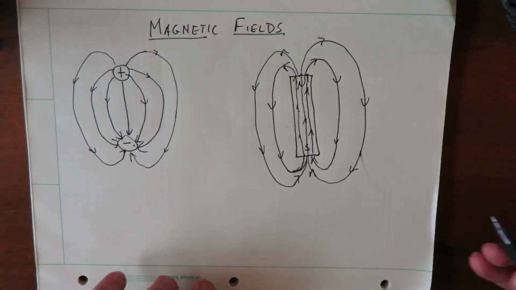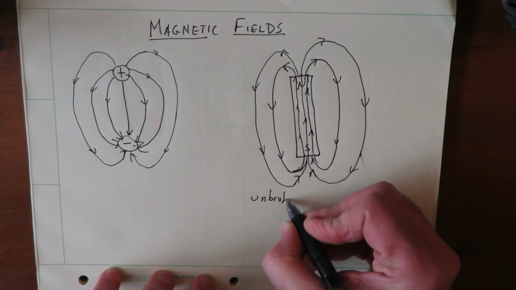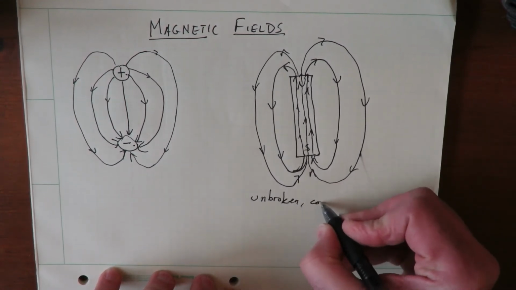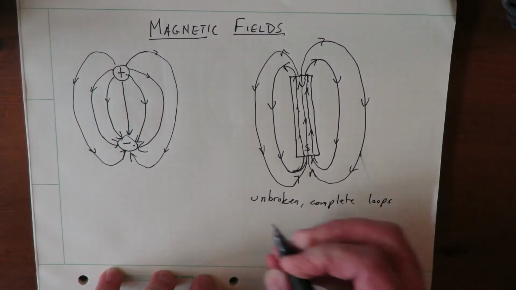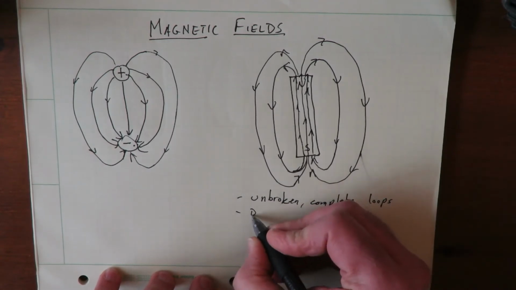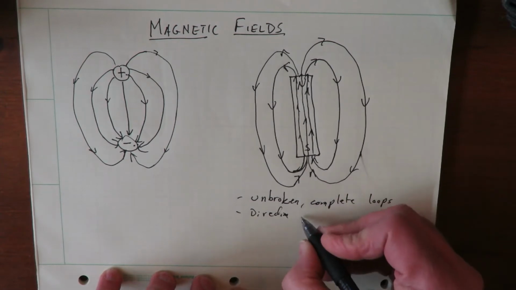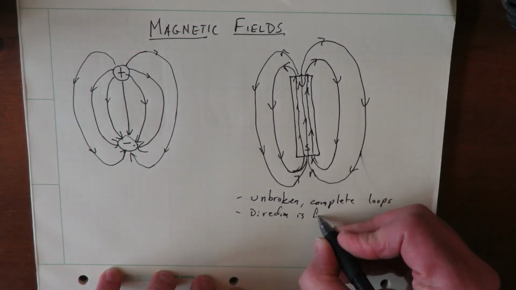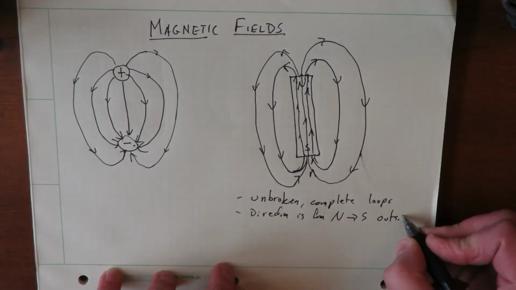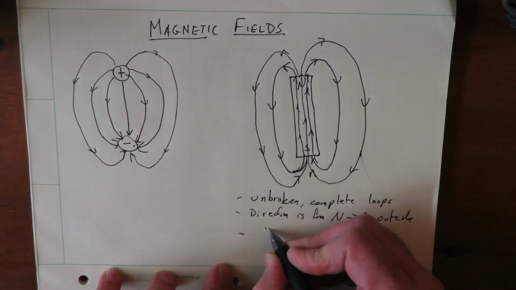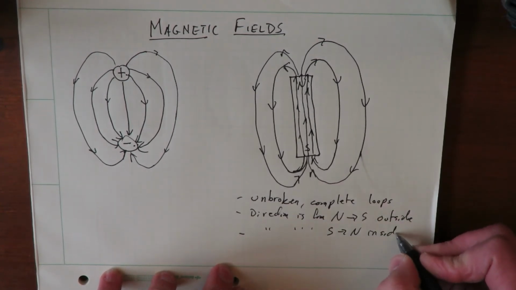So to summarize, magnetic field loops are unbroken, complete loops. The direction of the magnetic field is from north to south outside a magnet, and south to north inside a magnet.